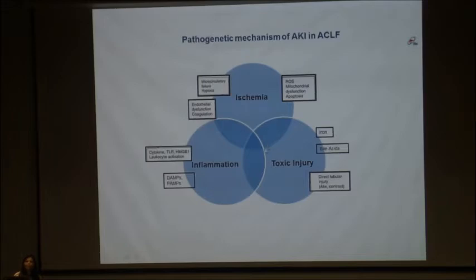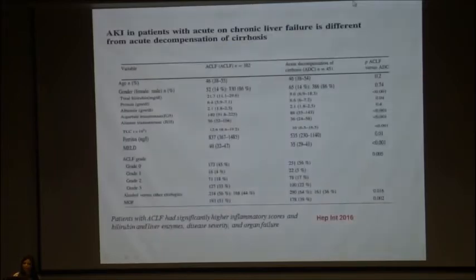When we look at the pathogenic mechanisms of AKI in patients with acute-on-chronic liver failure, we need to remember that it is ischemia, like circulatory dysfunction, there is microcirculatory failure, endothelial dysfunction, and inflammation. Inflammation is a main driver, and there is a cytokine storm. There is toxic injury to the renal tubules by bile acids. There is iron-mediated injury, which we as a group have also shown, and there can be injury due to nephrotoxic medication. So all these can be important contributors to AKI in patients with ACLF.